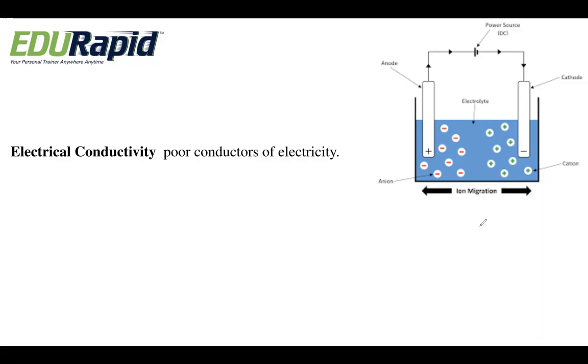You can see the ion migration they have shown. There should be a migration of positive ions to the negative pole and negative ions to the positive pole, so that the bulb will glow. But in the covalent compounds, there is no presence of any ionic charges. So we can say that the covalent substances cannot conduct electricity like ionic compounds. The covalent substances are poor conductors of electricity.